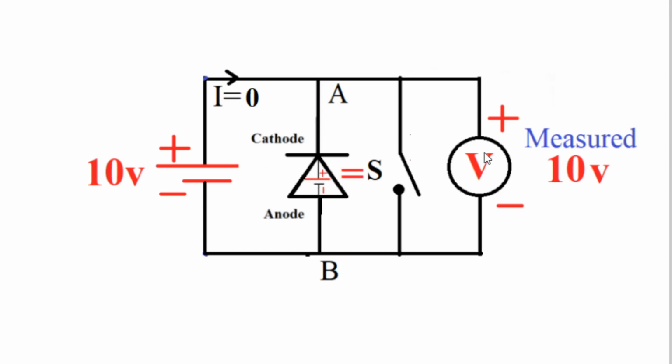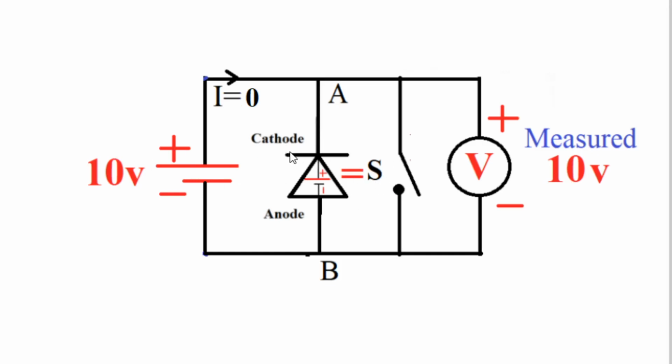Therefore, now see here, this voltmeter is connected. Positive of the voltmeter is to the positive of the battery, negative of the voltmeter is to the negative of the battery, and now this voltmeter is in a position to measure this voltage as 10 volt, because now the diode is not conducting.